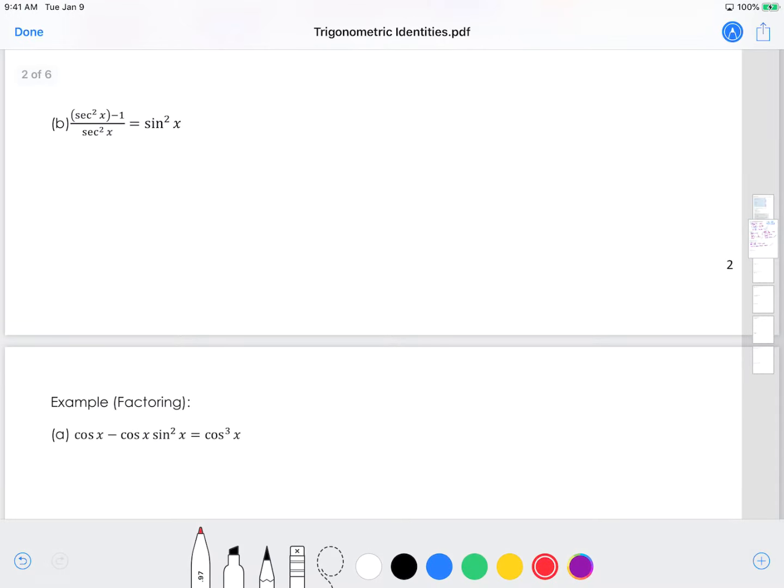Okay, sticking with the same idea of showing how to split one fraction into two fractions and try to simplify, I'm going to rewrite secant squared x minus 1 over secant squared x into two fractions. So I have secant squared x over secant squared x. I'm going to subtract 1 over secant squared x. And I'm going to show that that's equal to sine squared x. Okay, so I split it up into two fractions.